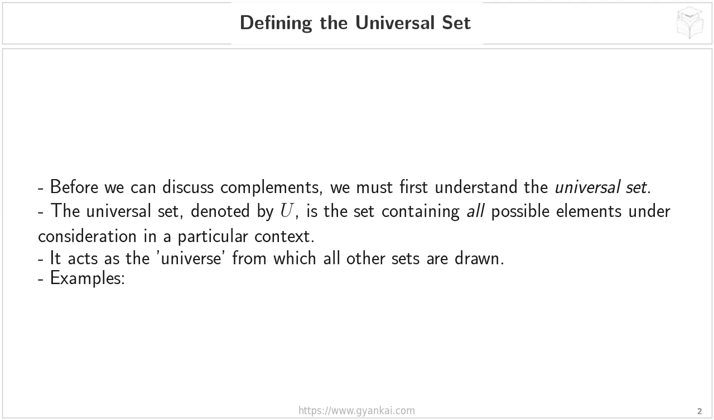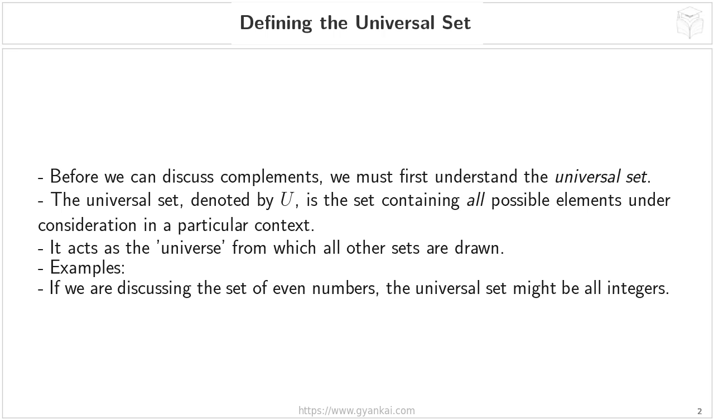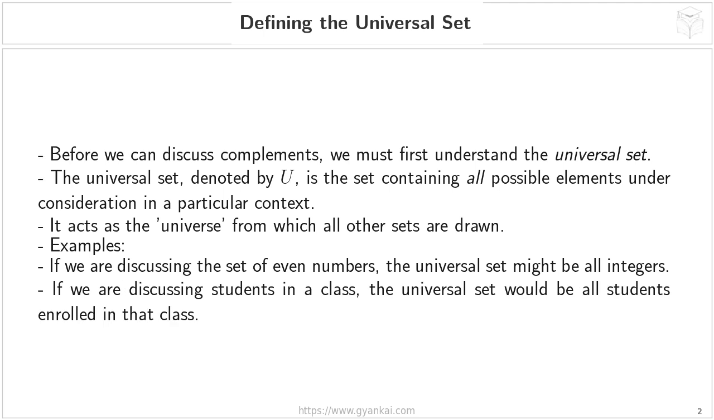Let's look at some examples to make this clearer. First, if we're talking about the set of even numbers, what could our universal set be? Well, it could be all integers, that is, all whole numbers, both positive and negative, including 0. So, the universal set would include numbers like -2, 0, 2, 4, and so on. Next, imagine we're discussing students in a class. In this case, the universal set would simply be all students enrolled in that class. It's everyone who's part of the group we're focusing on.